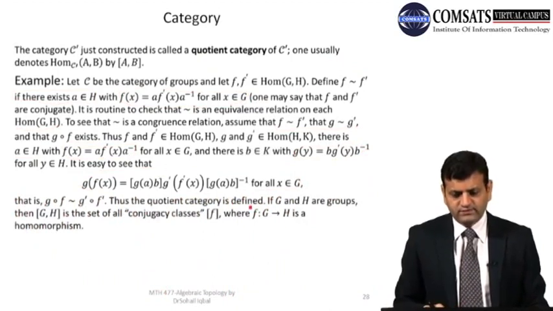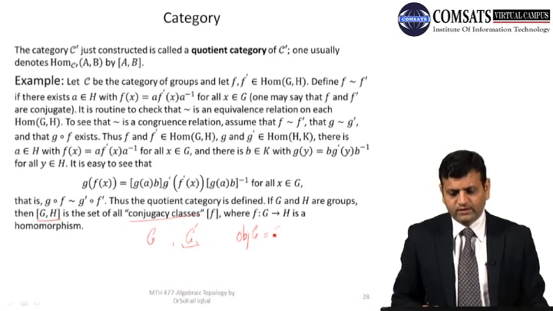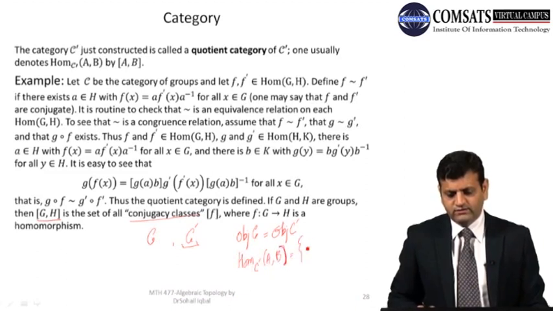Thus the quotient category is defined: if G and H are groups, then the hom set from G to H is the set of all conjugacy classes of F, where F from G to H is a homomorphism. As I said earlier, if C is a category, then after defining a congruence on the category, we can define this category C prime where the objects are the same. Objects of C are the same as objects of C prime, but the morphisms are different. In C prime, hom from A to B is the set of equivalence classes, where F belongs to hom in the category C from A to B.